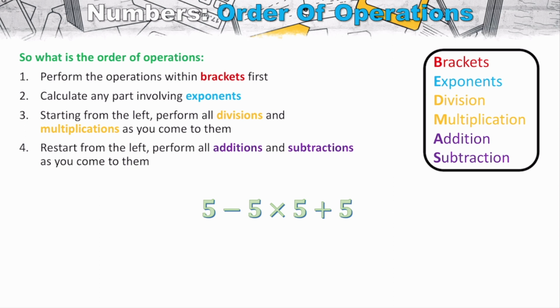So let's look at our original problem then with this in mind. Does our original problem have brackets? No. So we skip step 1. Our original problem doesn't have exponents, so we skip step 2. But we do have multiplication. We don't have any division to worry about, but we do have multiplication. So the first step that we need to do is the multiplication.